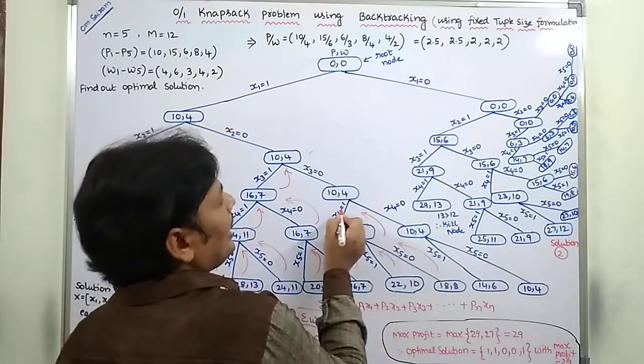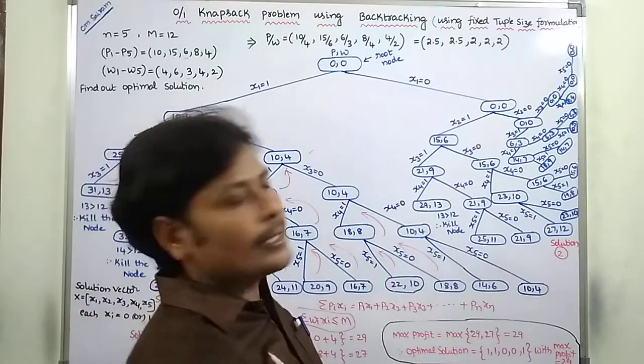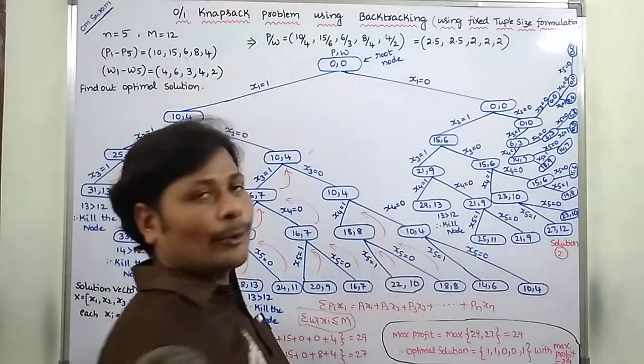Okay. Now here left hand side x suffix 4 is equal to 1. We can go for right hand side. X suffix 4 is equal to 0.